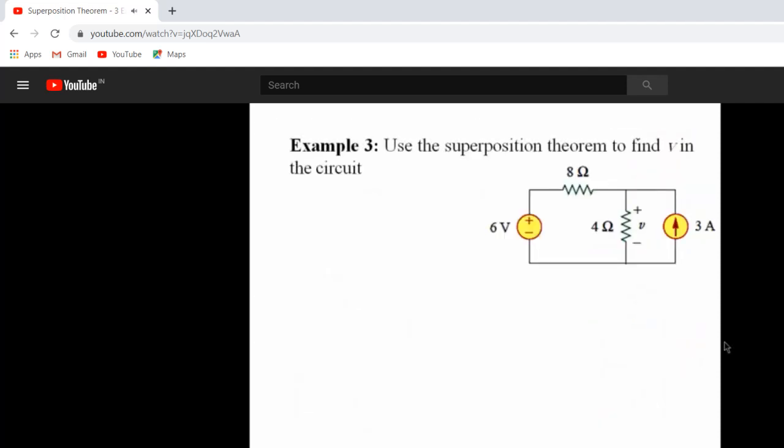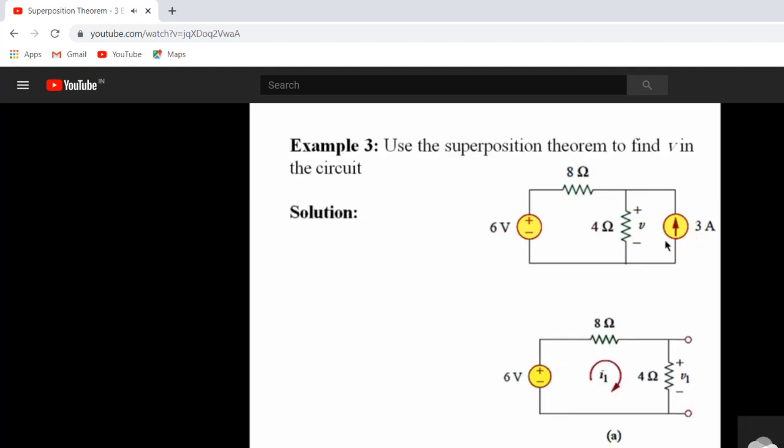Example 3. Use the superposition theorem to find V in this circuit. In the same way, first of all, we are going to set this source equal to 0, so it's replaced by an open circuit, and we just need to find the voltage V using the voltage divider rule, which equals 2 volts. We are going to call this voltage V1.